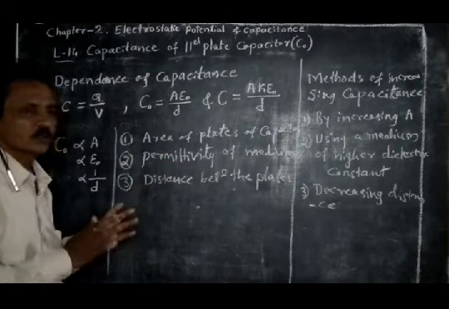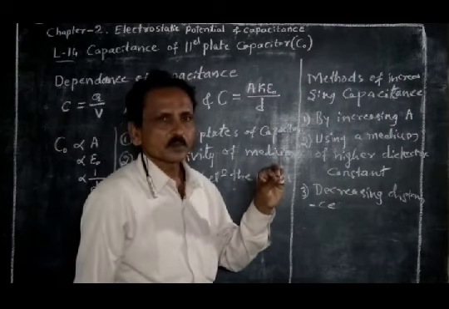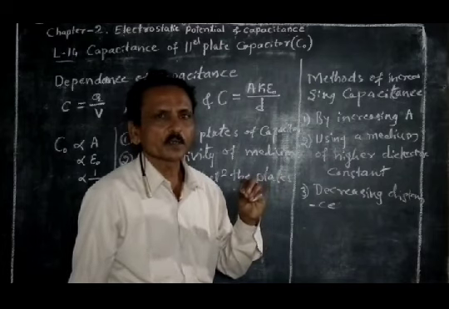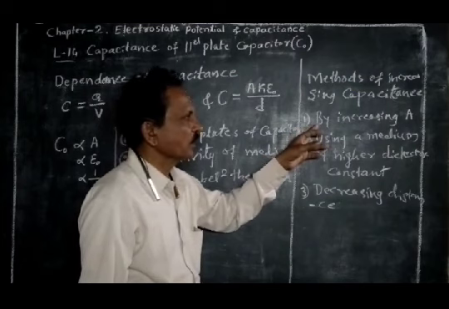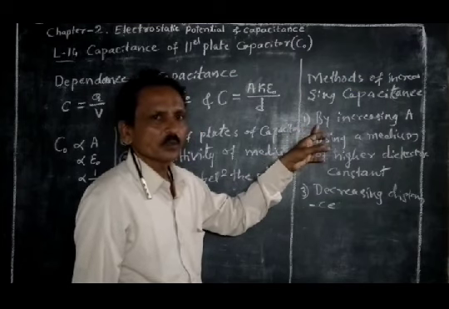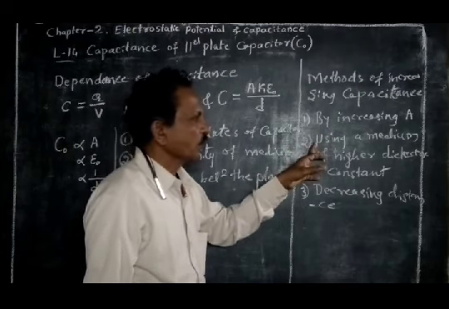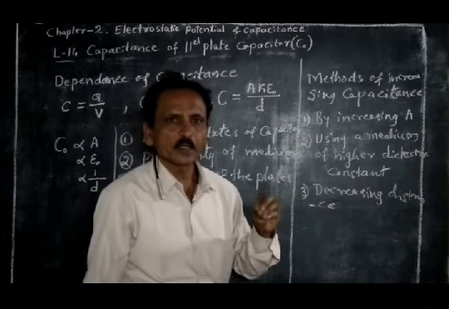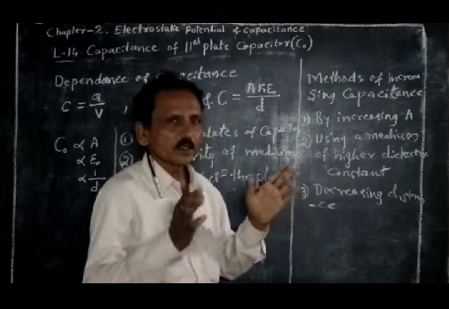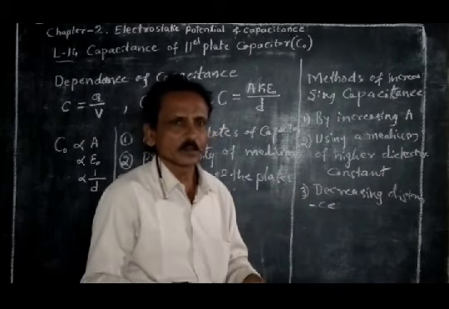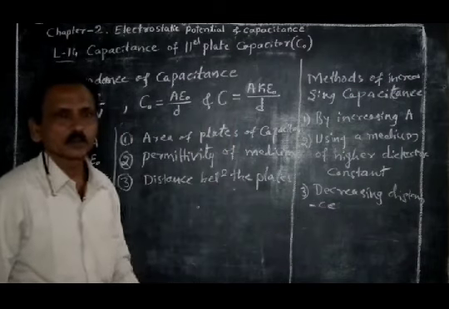Next question for 2 marks. Mention the methods of increasing capacitance of a capacitor. Capacitance of a capacitor can be increased by increasing area of plates of the capacitor. It can be increased by using a medium of higher dielectric constant. Number 3, by decreasing the separation between the plates, or by decreasing the distance between the plates. Clear?